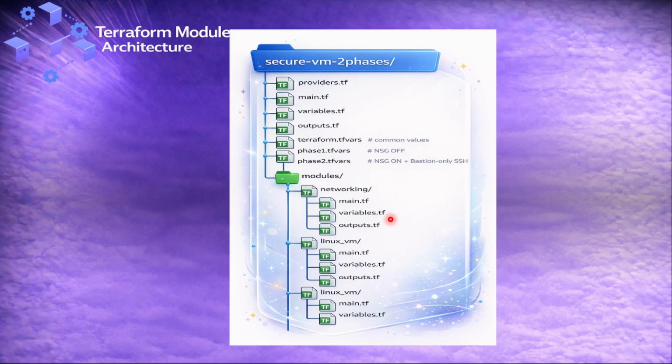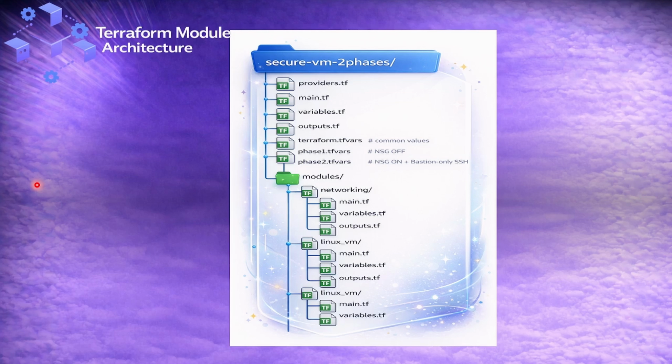Each module usually contains its own main.tf, variables.tf, and outputs.tf. So everything related to that component stays together. So this keeps the project well organized and scalable. Now that we understand the structure, let's go to the Terraform code and see how we implement these step by step. Here's the strategy. We deploy the same infrastructure in two phases.